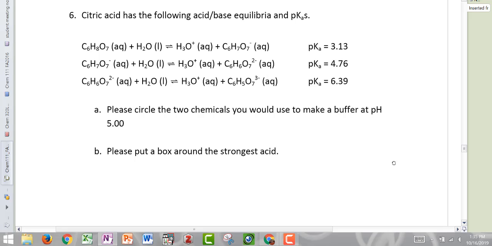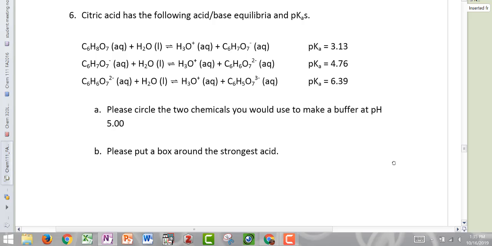Citric acid has the following acid-base equilibrium, pKa's. If you're writing this down, probably you don't want to copy the whole equilibrium. Look at the pKa's. 6A, please circle the 2 chemicals you would use to make a buffer at pH 5.00. This type of thing will be on exam 2 and final. This is a 2-step process in my mind. pH 5.